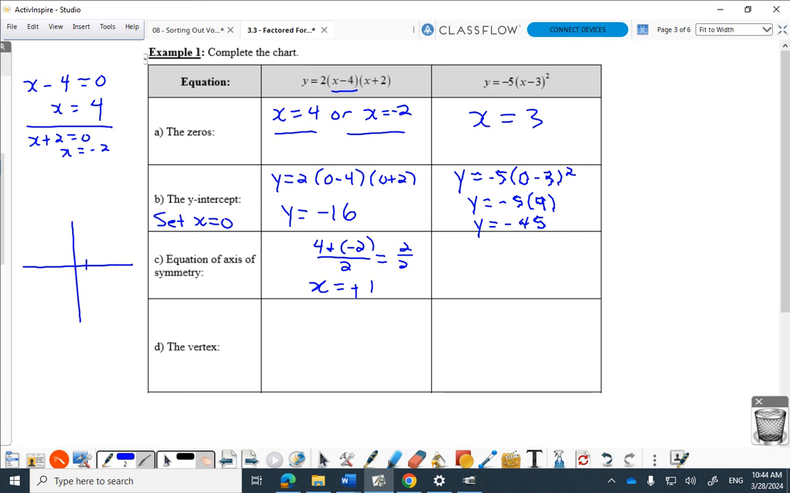X-intercept at 4. X-intercept at -2. Where's the axis of symmetry? Halfway between. Now, you might be like, can I just count it? The answer is yes, but what if it's decimals or big numbers? That's when we use that formula. But it's right here. There's the axis of symmetry, halfway between those two. So this one's easier.